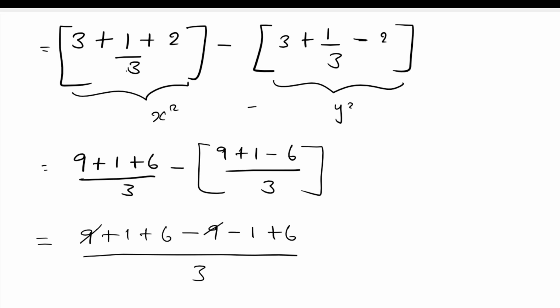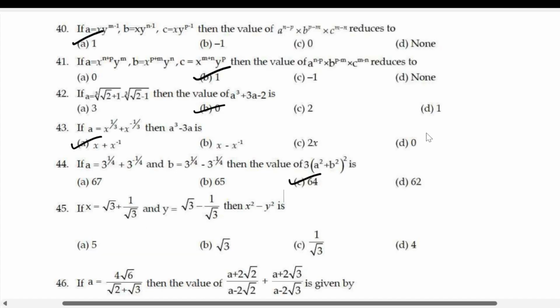Here 9 and minus 9 will get subtracted. 1 and minus 1 will get subtracted. So we're left with 6 plus 6 divided by 3, which is 12 divided by 3. So the answer is 4. So question number 45, option D, 4 is the correct answer.